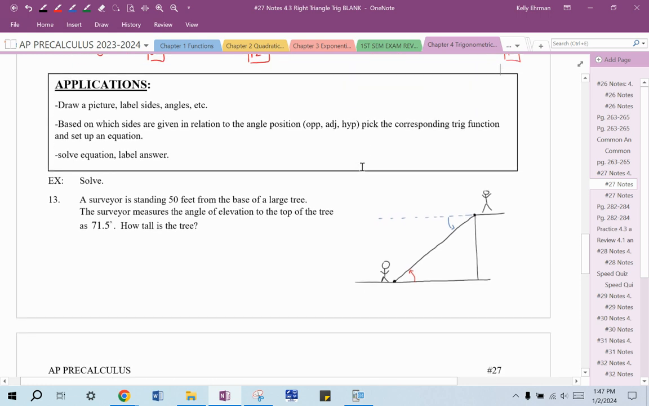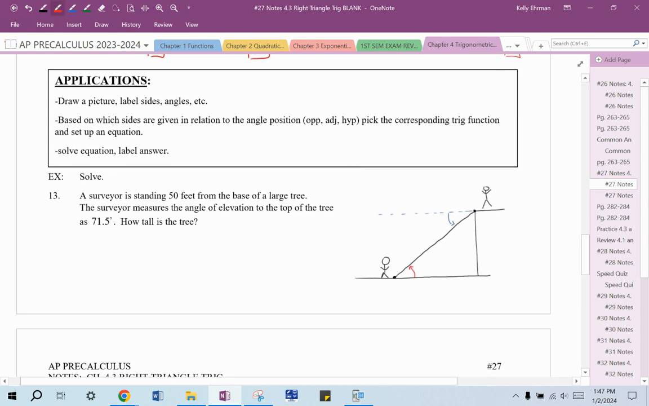All right. So a surveyor is standing 50 feet from the base of a large tree. The surveyor measures the angle of elevation to the top of the tree. I don't know why there's a person at the top of my tree, but whatever. Okay, so this is our tree. There's a person in a tree house or something. So we are 50 feet from the base of a large tree. We're assuming the tree is straight up and down. Surveyor measures the angle of elevation to the top of the tree.